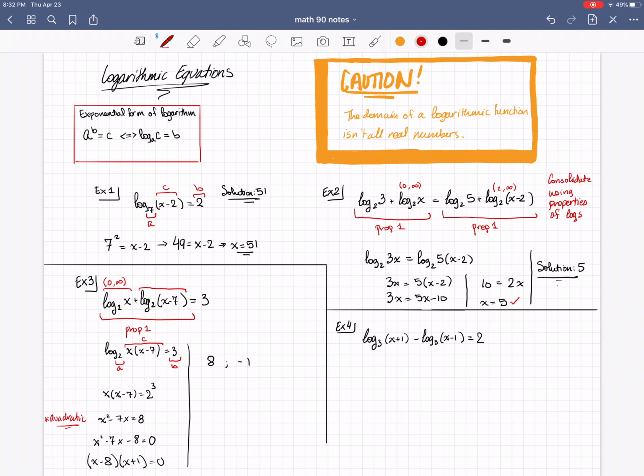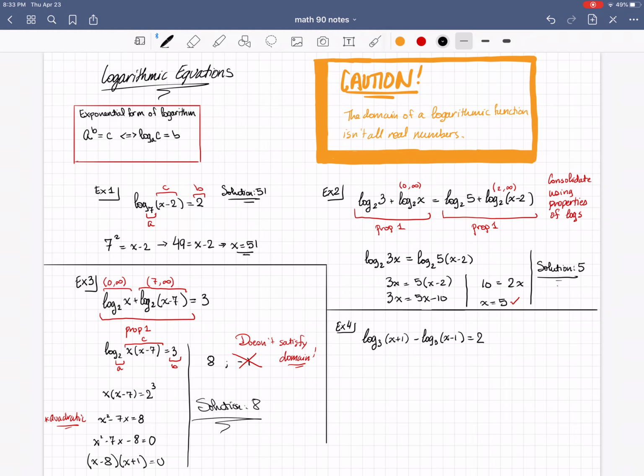For the second one, x minus 7 has to be positive. So x has to be strictly greater than 7. Negative 1 does not satisfy both of these things. So negative 1 is out. And I'm going to write here, it doesn't satisfy the domain. That's it. If it doesn't satisfy the domain, it doesn't get to be a solution. 8 does satisfy the domain, so it is a solution. So this equation has a single solution, and that solution is 8.